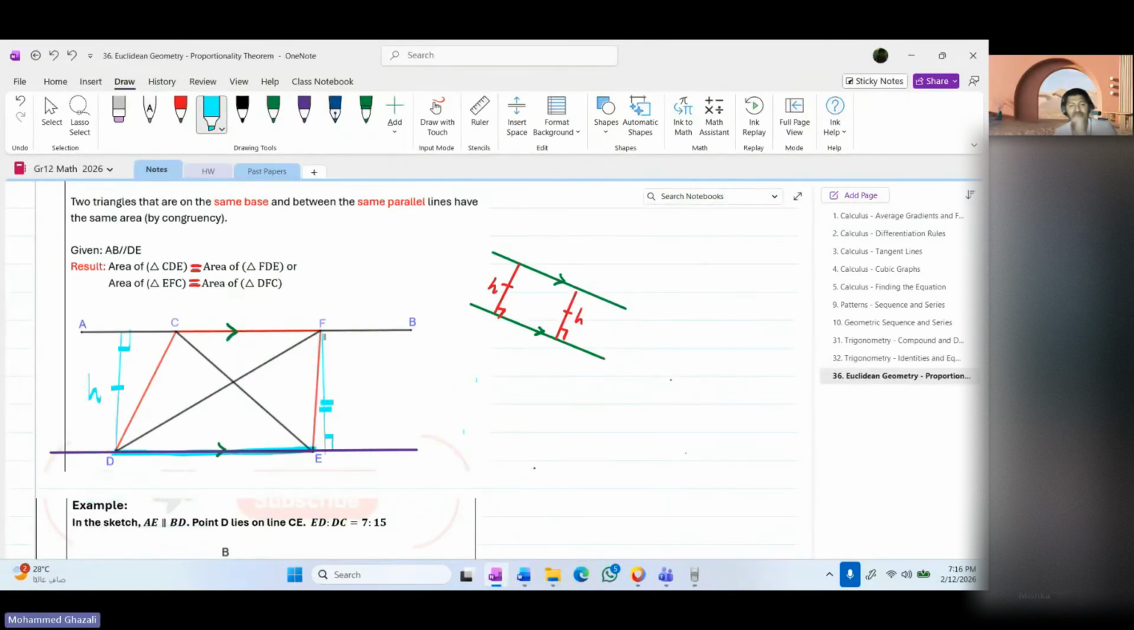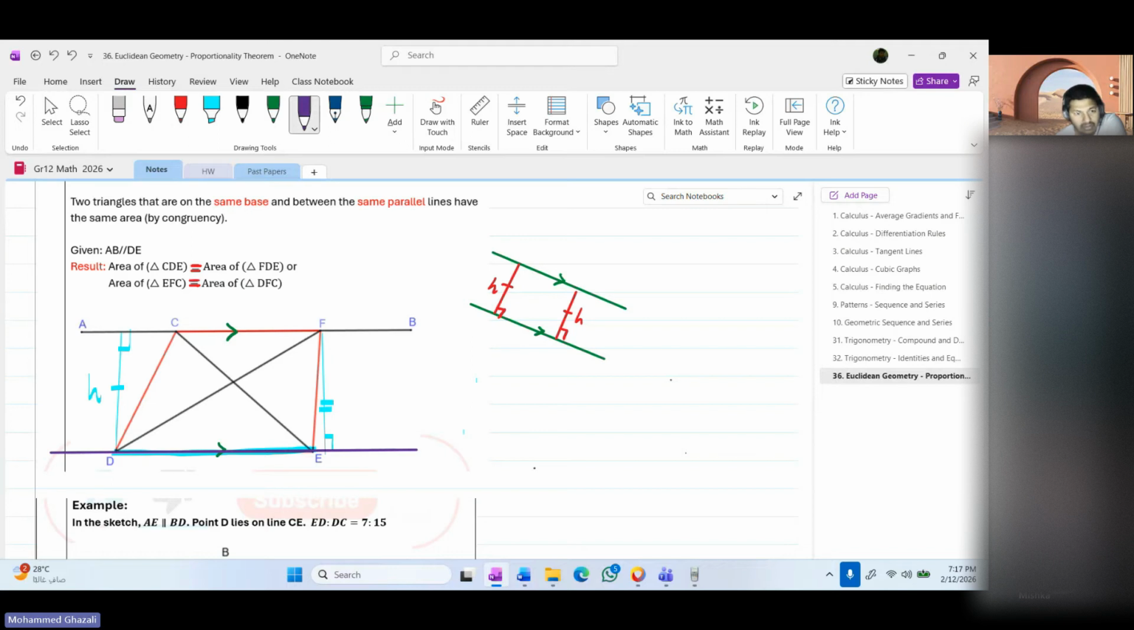So if I try to find the area of this triangle, it is half base times height, right? So that's the reason why we say, as long as you have the same altitude, if the two triangles have the same altitude and the same base, then the areas of the two triangles will be the same. Look at this base. Base is DE, and there are two triangles sitting on this base DE.